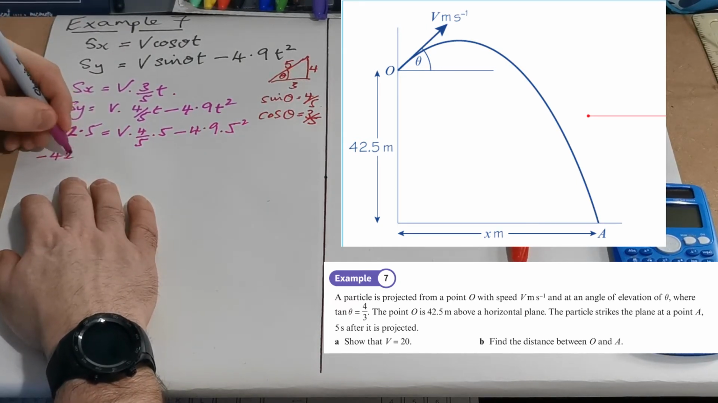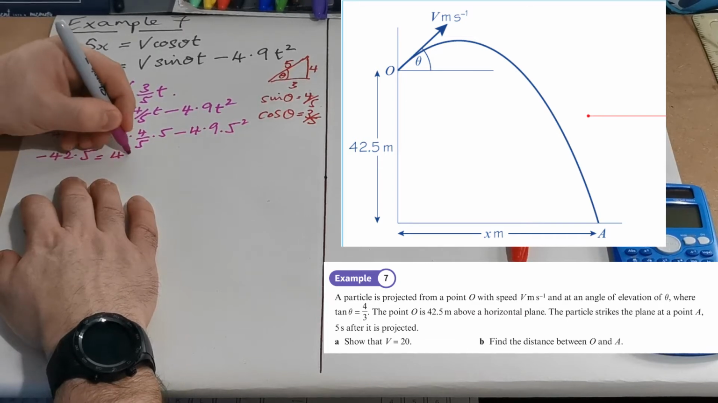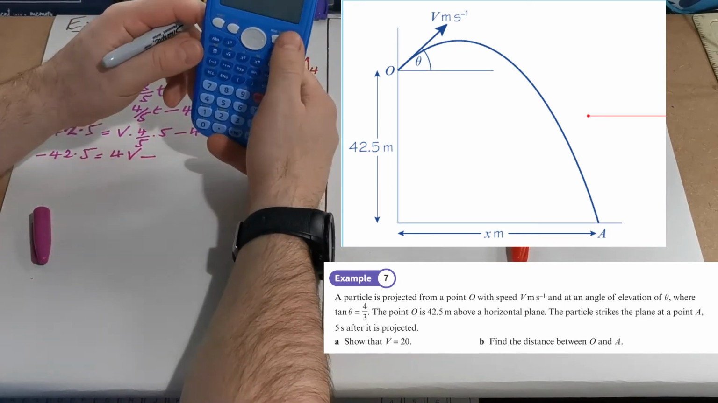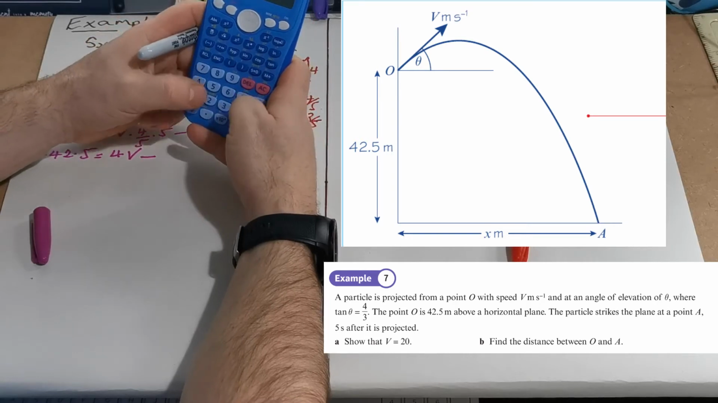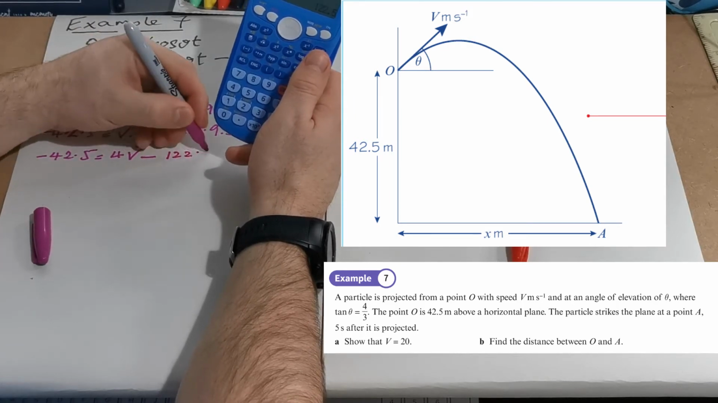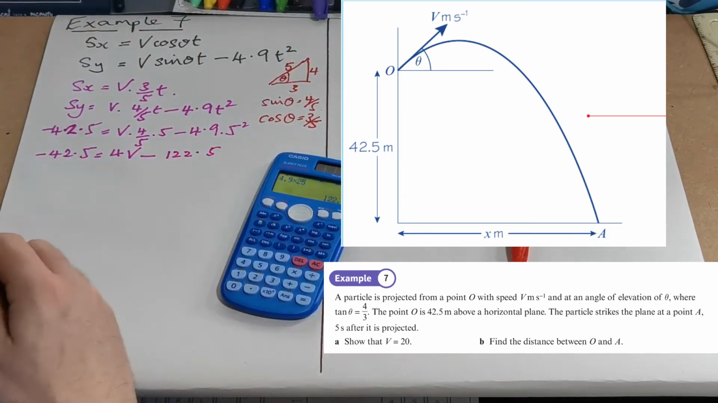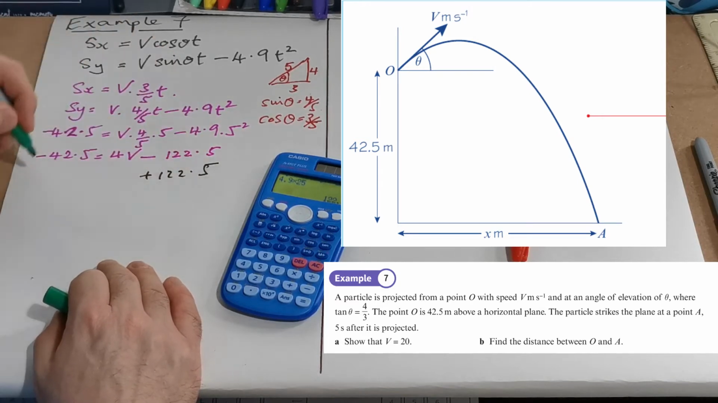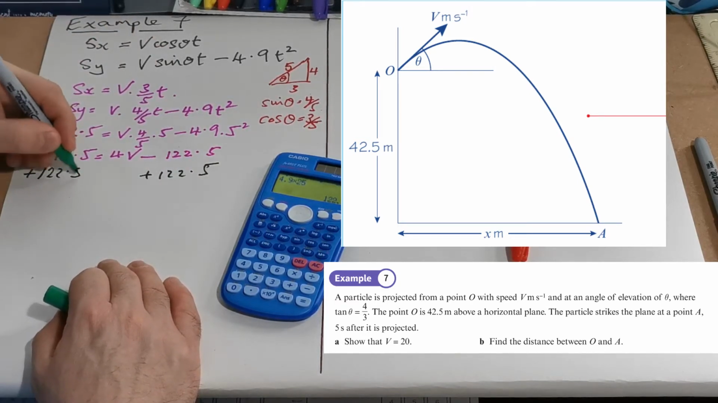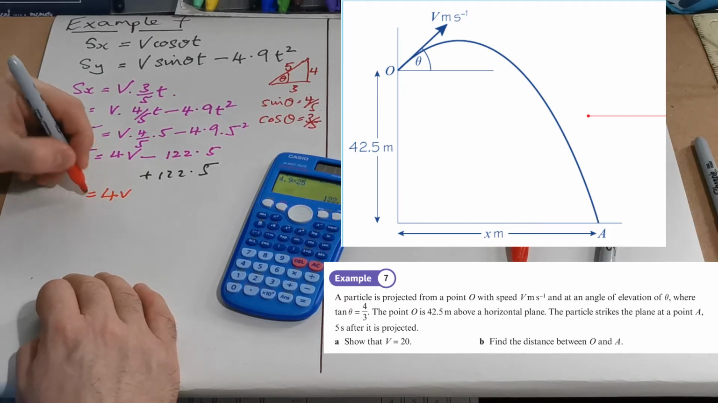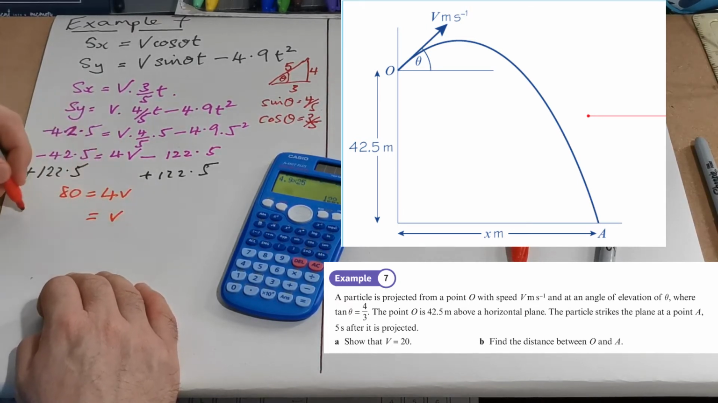So minus 42.5 is equal to 4v minus, what's 4.9 times 5 squared? 4.9 times 25 is equal to 122.5, and if I then add 122.5 to both sides, I get that 4v equals 80, so 1v must equal 20 meters per second.